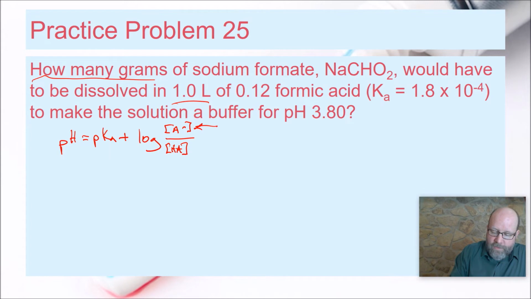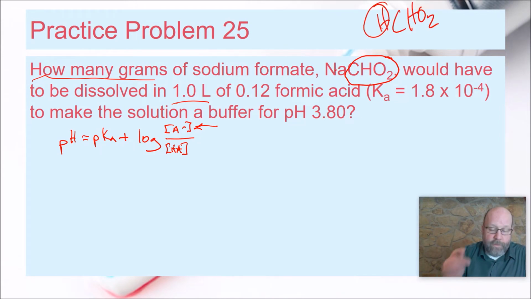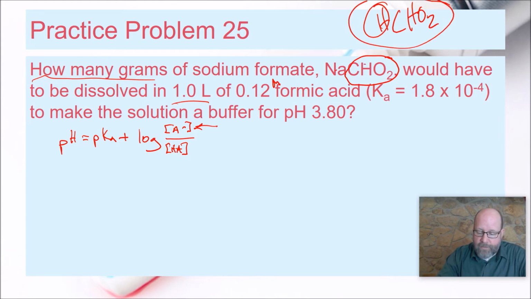We want to know how much, because our conjugate base is this guy right here, this formate. And so formic acid is just this. It's that guy right there with that acid instead of the sodium. So we have 0.12 molar of this guy. And then when I add the sodium formate, right, I'm adding the conjugate base of that acid. So we want to know how much of that we have to add to a liter. So we need it in moles. Well, actually it says how many grams, so we'll have to do that conversion as well.